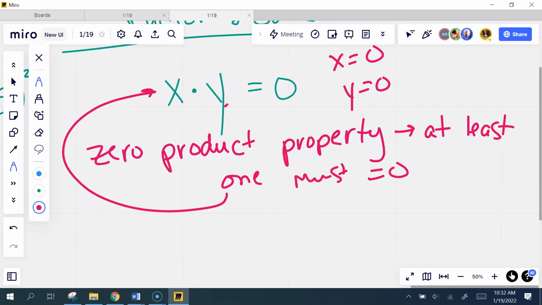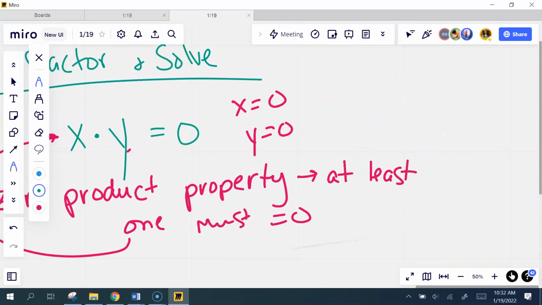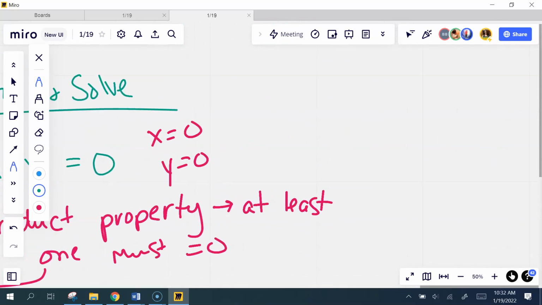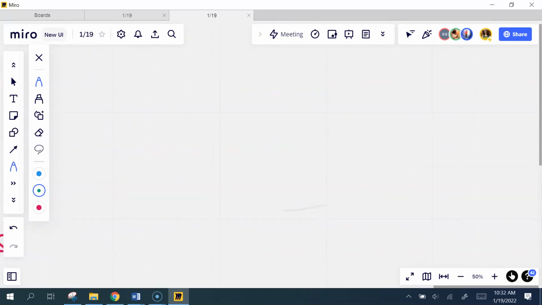So if I have this, let's say I gave you this equation and I said solve it for x. Your first instinct is probably to say move the 6, right? But that's not going to allow me to get x by itself. But if I write it a different way, so if I were to factor this, let's just factor it quickly and see what happens.